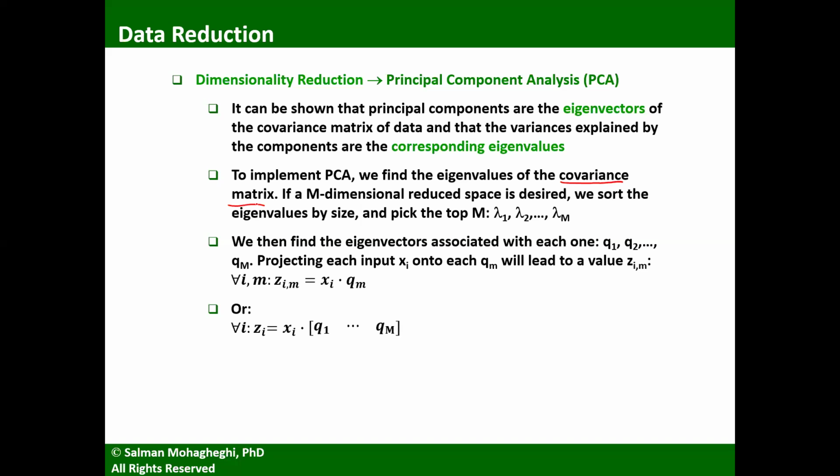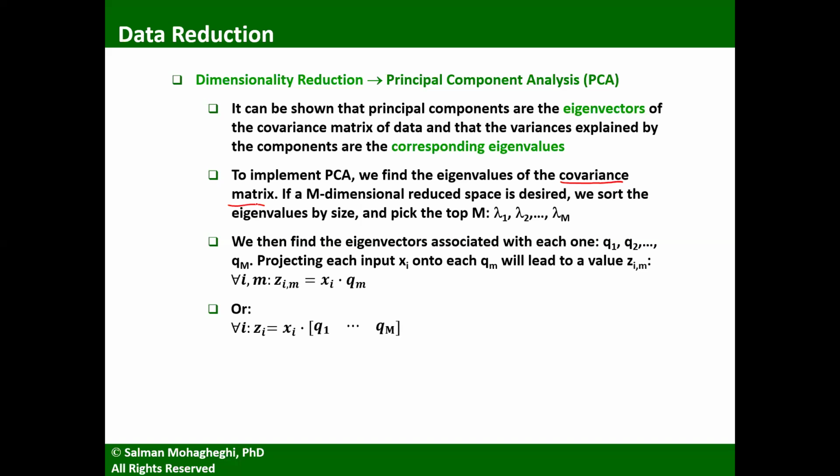As a rule of thumb, remember that we typically go for 85 to 90% of variability in data. So when we normalize these eigenvalues, we pick a number of top eigenvalues that add up to like 85% or 90%. That's typically our threshold.